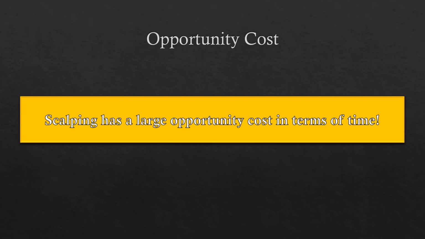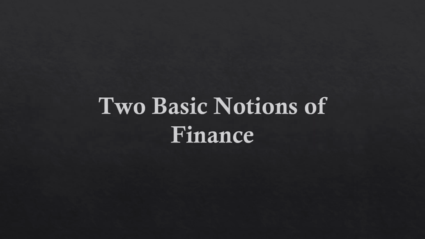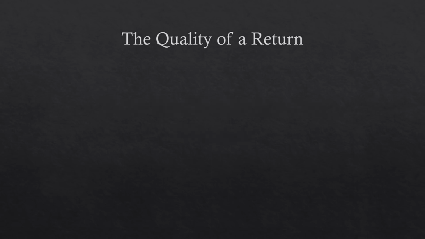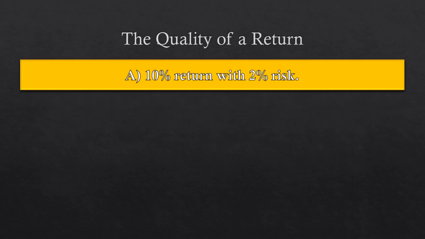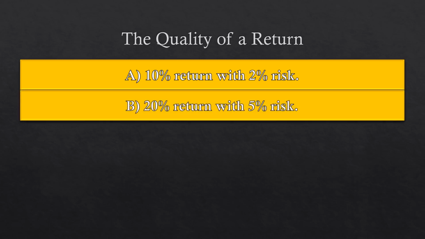Before we move on to the behavioral and neuroscientific aspect of scalping, I want to talk about two very important notions in finance. These two notions will change the way you approach the pursuit of profits. The first idea relates to how you should measure the quality of a return. In the financial markets, you often see people bragging about how much they made in a given amount of time. They will say something like, I made X% return in a matter of Y number of days, for example. To understand the problem with that, let me ask you a question. Which alternative do you prefer? A, a 10% return with a 2% risk, or B, a 20% return with a 5% risk?